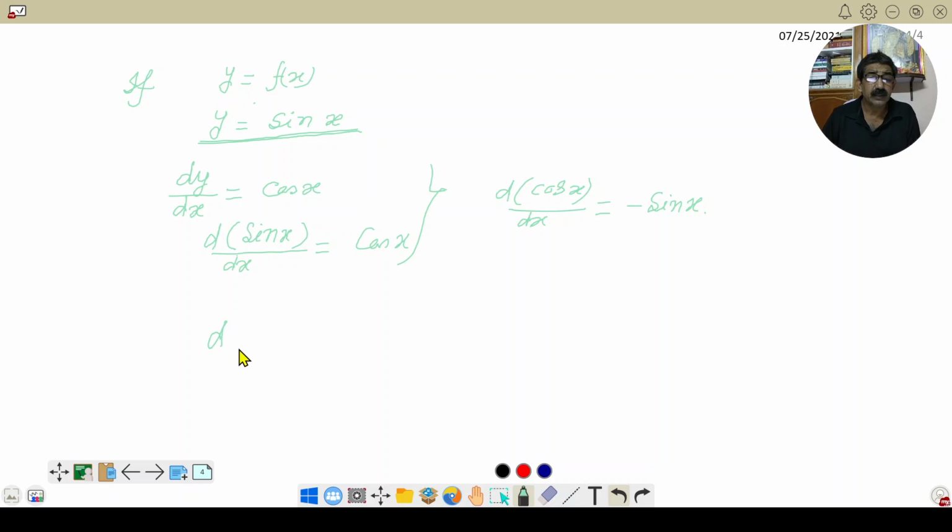Similarly, d of log x by dx is equal to 1 by x. All the functions are given in page number 62. Now it is your work to memorize all the differential coefficients, all the dy by dx's, and in the next class I shall discuss some problems.